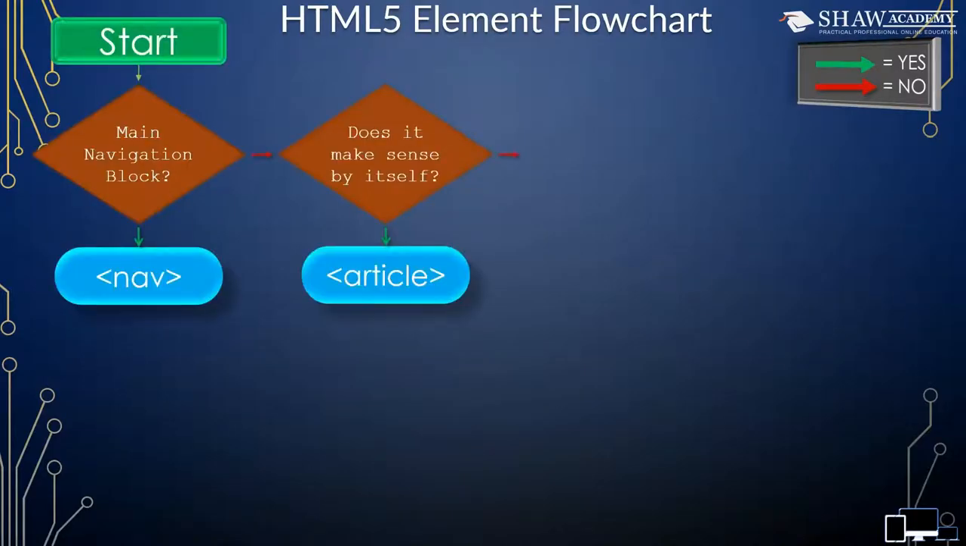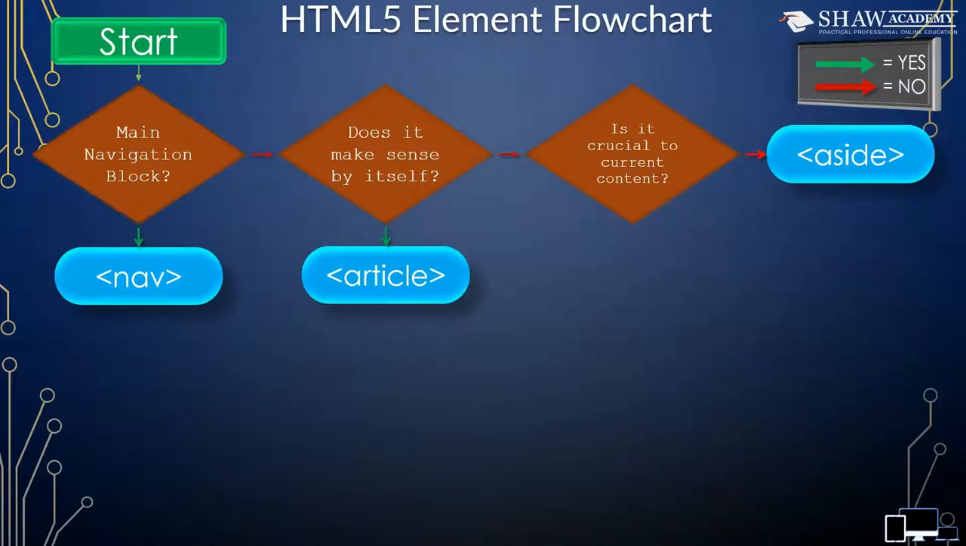All right, so we got as far as aside. Is it crucial to the current content? If it's not crucial to the current content, we're going to have to use the aside. Sorry guys, with this flowchart, I'm just overthinking my own flowchart here. I think I better update that third question there. But anyway, we all know what the aside is by now. If it's not crucial to the current content, we'll use aside.